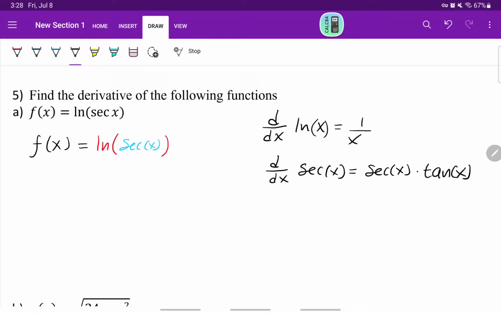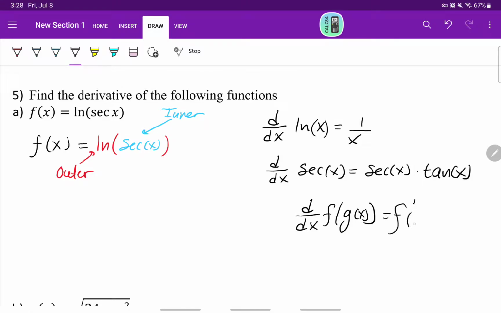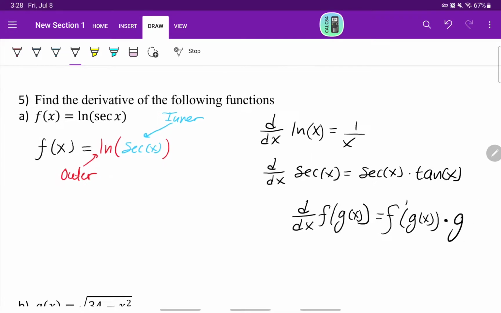So when I take the derivative of the outer function, that is the natural log, I'm going to label this as the outer function. And the inner function is the secant of x. Remember, when it comes to taking the derivative of a composite function, it is equal to the derivative of the outer function, keeping the inside the same. Then you're multiplying that by the derivative of the inner function.